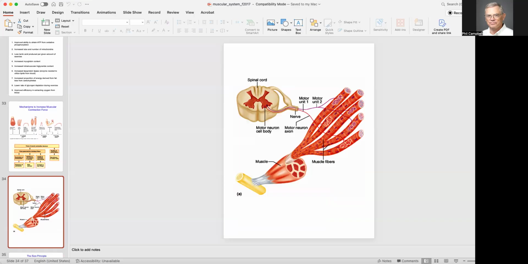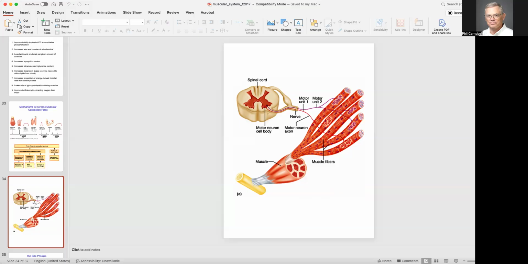I want to focus again on recruitment of muscle cells. It all depends on what we require for that muscle to do. Early on, I talked about something called motor units. A motor unit consists of a single stimulatory neuron and the number of muscle cells that it's innervating. It can be 1, it can be 2, 3, 4, 5, whatever. And remember how it works.